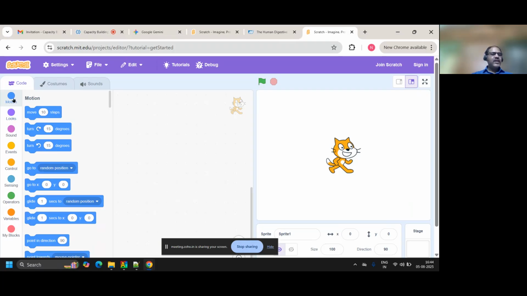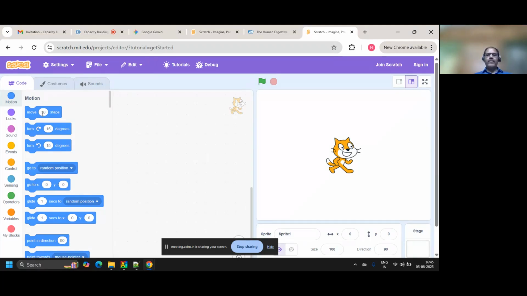There are on the left hand side, motion, looks, sound, events, control. If you are able to master Scratch, you are ready for programming in software. Because programming in software is nothing but step by step instruction. It is like mathematics. We do derivations in mathematics. Software is nothing but deriving from top to bottom, splitting bigger task to smaller task.